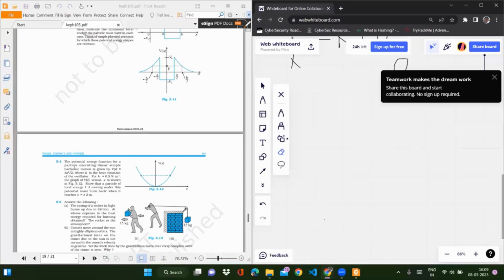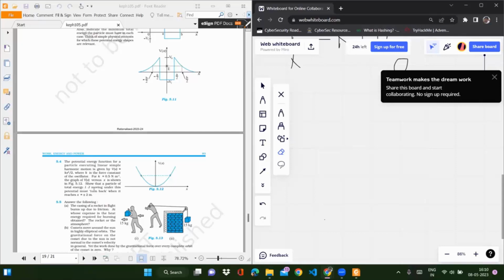So it is given V(x) equals half kx square. This equation is given for this curve for the potential energy function, where k is the force constant of the oscillator, and the value of k is given as 0.5 Newton per meter. The graph of this is shown in the figure.